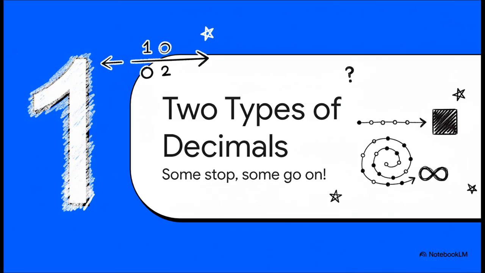Okay, so first things first, whenever we turn a fraction into a decimal, all we're really doing is dividing the top number by the bottom number. But, when we do that division, one of two things is going to happen. Let's find out what they are.